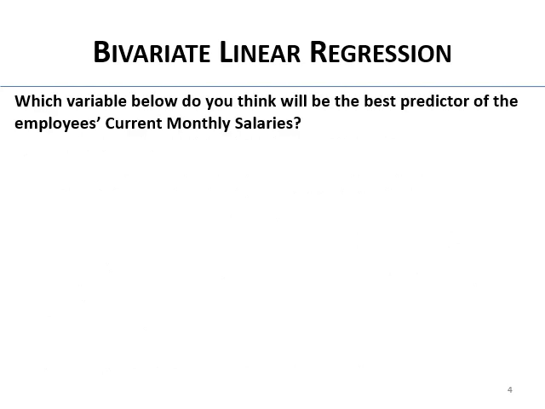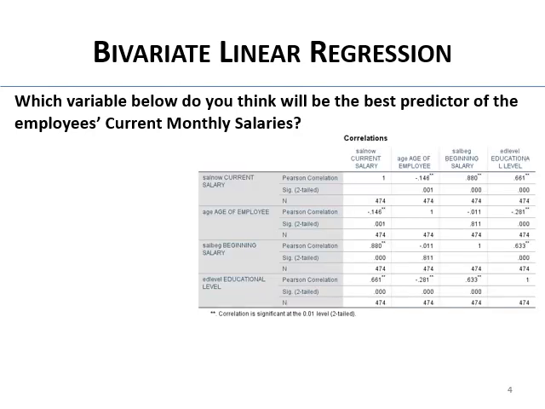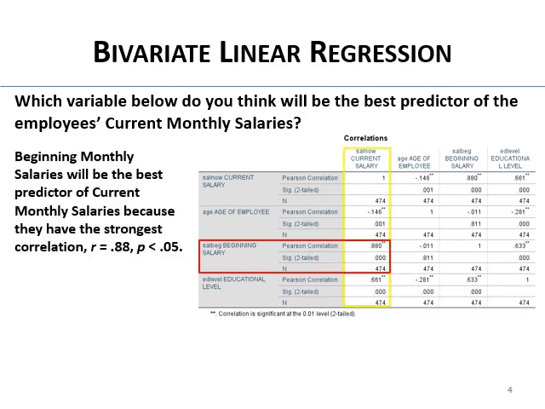So which variable below do you think would be the best predictor of employees' current monthly salaries? Here's a correlation matrix. First column there is current monthly salary. Which variable do you think would be the best predictor? Well, it's going to be the one with the strongest correlation, right? So negative 0.14, 0.88, and 0.661. It's going to be the 0.88. That variable, which is beginning salary, is going to be the best predictor of current salary.